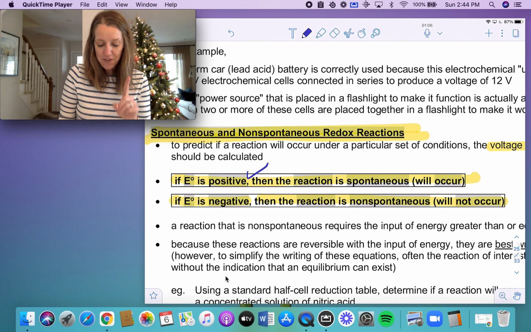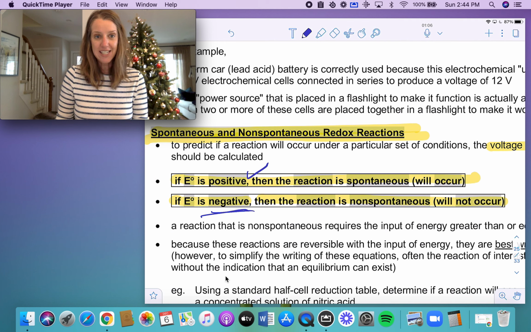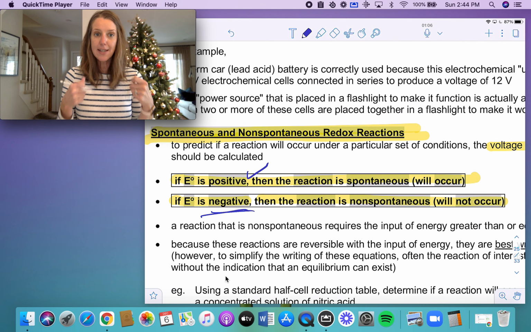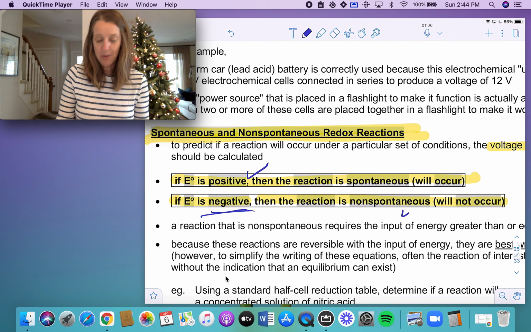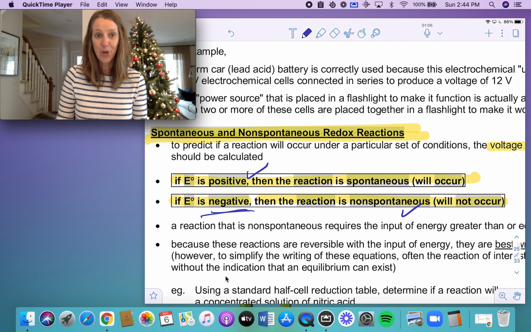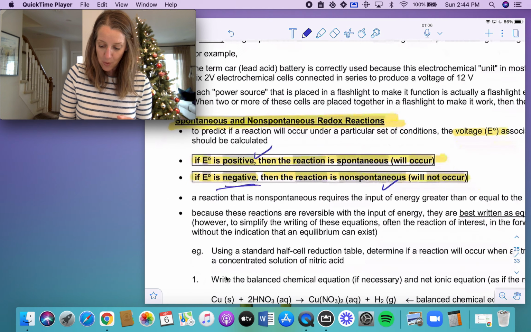Okay. If you get a negative value for the E0, so let's say I say this is going to be the anode, this is going to be the cathode, and you do your calculation and come up with an E0 value that's negative, that means that the reaction is non-spontaneous. It's not likely to occur in that direction. Okay, so now what does that mean?